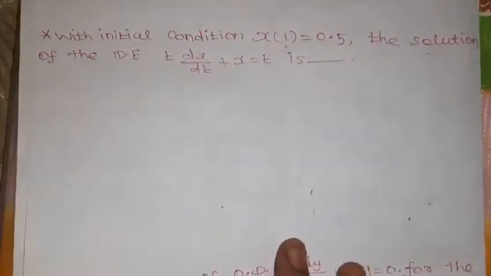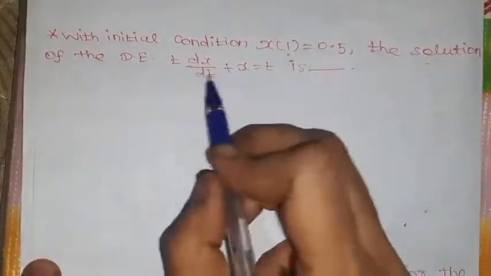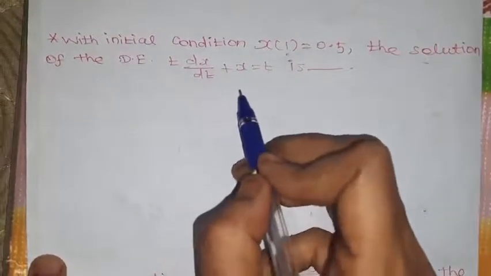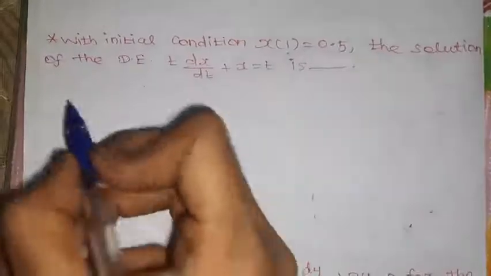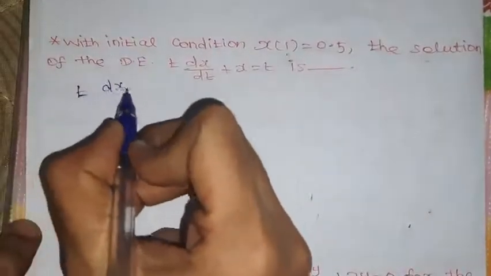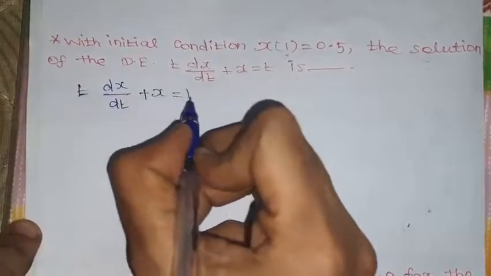This one. What is that? With the initial condition x of 1 equal to 0.5, which means that it is in the form of t dx by dt plus x equal to t. We need to find out the solution, and also the given initial condition. So what is given first? Write the question: t into dx by dt plus x equal to t.